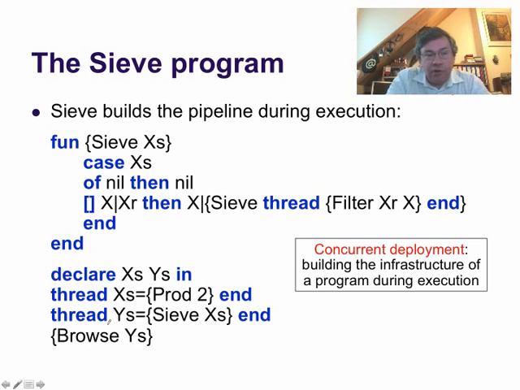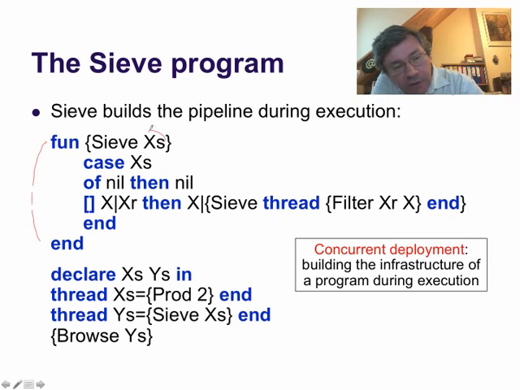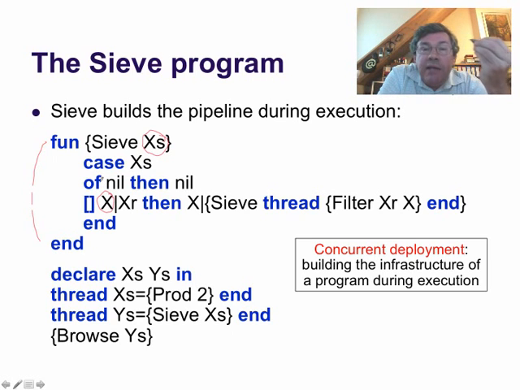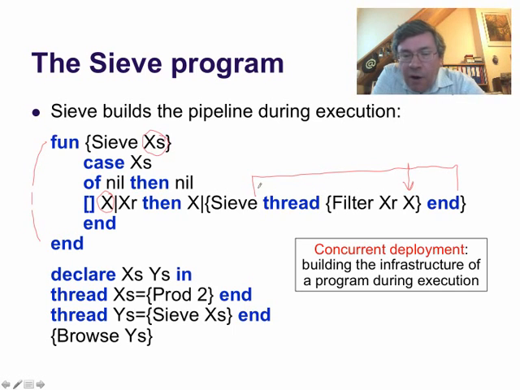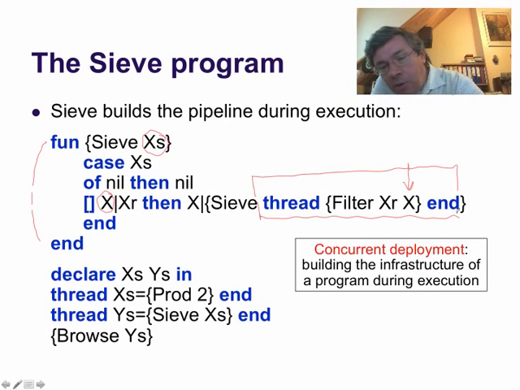With this filter agent, we can now run the sieve program. So sieve here is a function that takes this list of integers. It removes the first element of the list, and the idea is that it will remove multiples of this element. So the x here will be the argument of the filter, and notice this thread end, filter xr x, this in fact is our agent that we are building dynamically. So the recursive call to sieve is done here by creating the agent first and then doing the recursive call. So we call this also concurrent deployment.